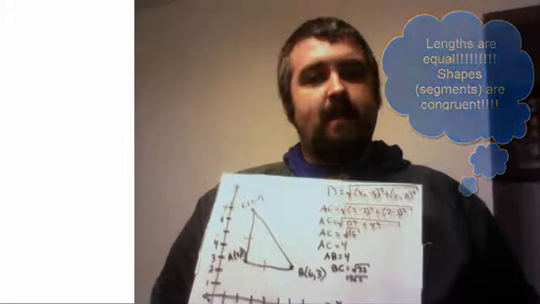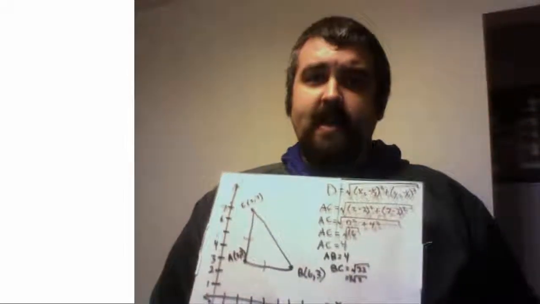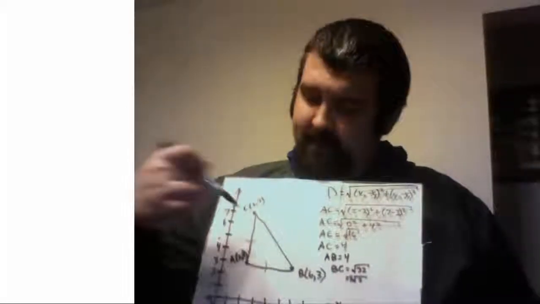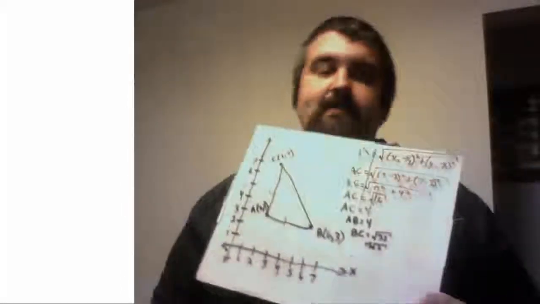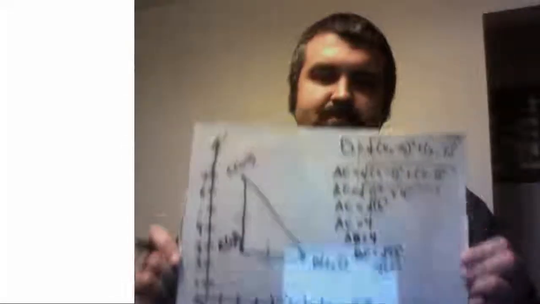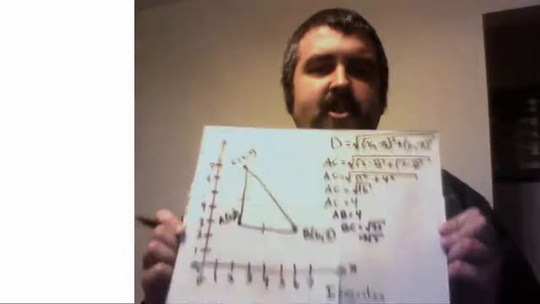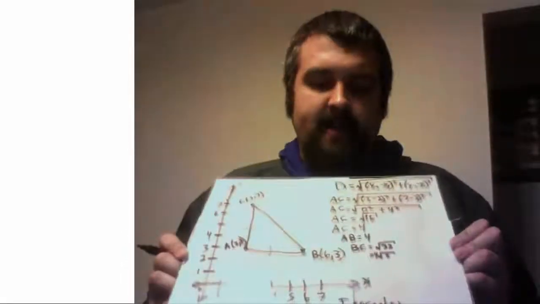Now what I notice is that this length here and this length here are congruent. So if I was going to classify it by its side lengths, I'd have to classify it as isosceles, not equilateral, because the last side isn't there. So, isosceles.